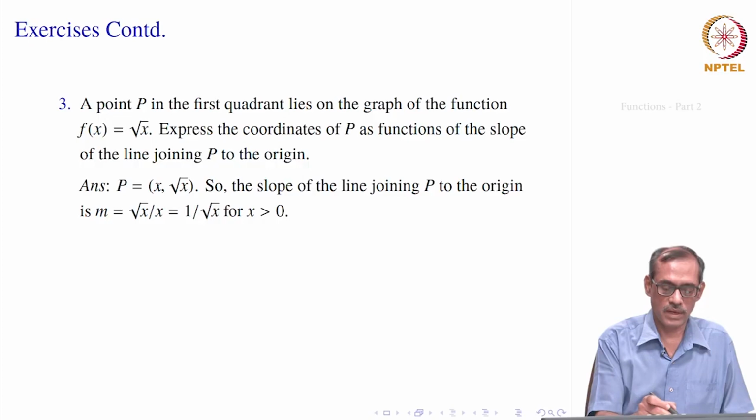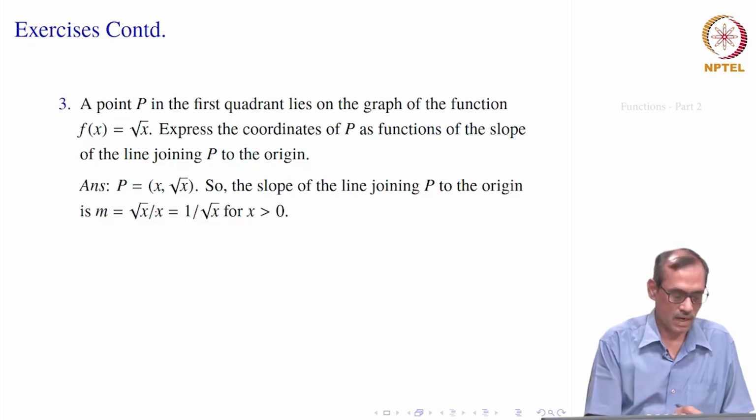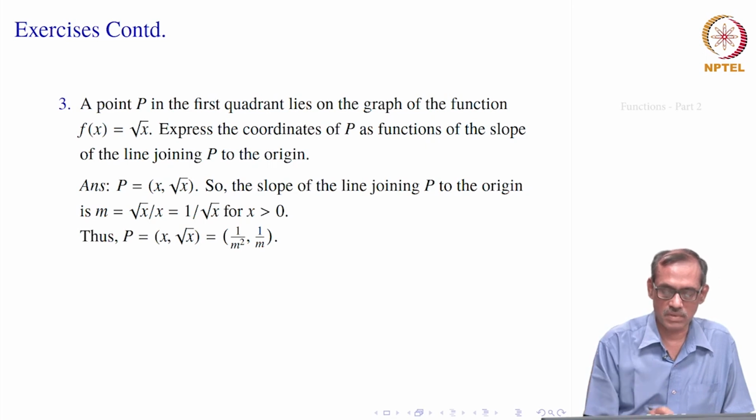(y2 minus y1) divided by (x2 minus x1), that gives you root x by x. So, that is 1 divided by root x, and x has to be greater than 0, because root x is there anyway, and not the origin. Thus, P equal to (x, root x), which we can now write as, because m equal to 1 by root x is the slope, 1 divided by m square and 1 by m. So, that is the answer.